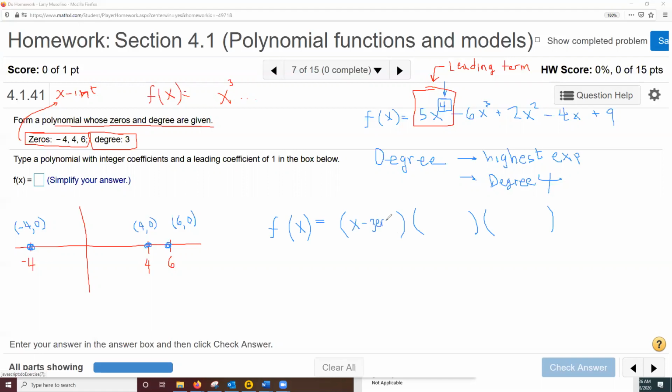So this is going to be the first 0. And then I'm going to write it as x minus the second 0 and x minus the third 0. And again, the reason I know to write it with 3 parentheses like this is I was told that this is degree 3, and I was also given 3 zeros.